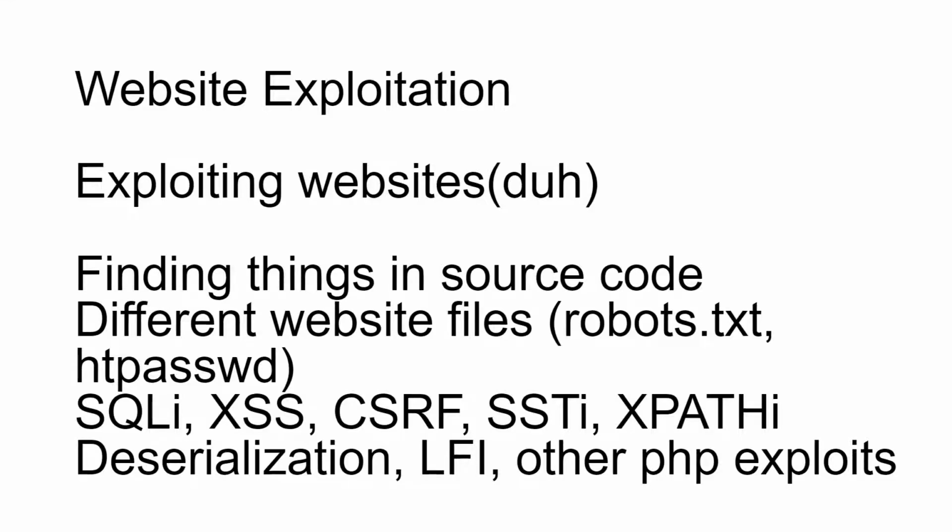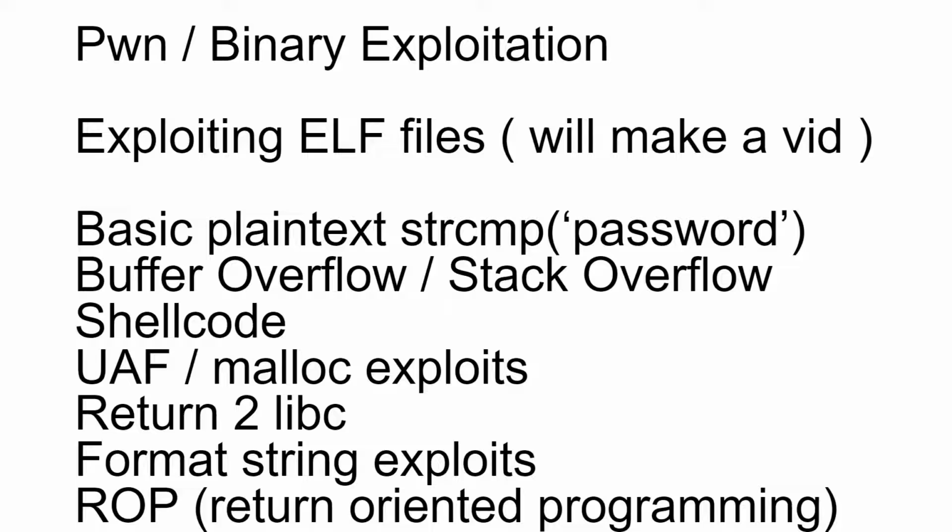These next ones are different types of injections: SQL injection, cross-site scripting, cross-site request forgery, server-side template injection, and XPath injection. These are all different types of injections into server-side code that the server will actually process and run, and you have control over what the server returns. At the highest level, it's usually deserialization, local file inclusion, and a lot of PHP exploits. If you don't know, PHP is a server-side language, so that falls under website exploitation.